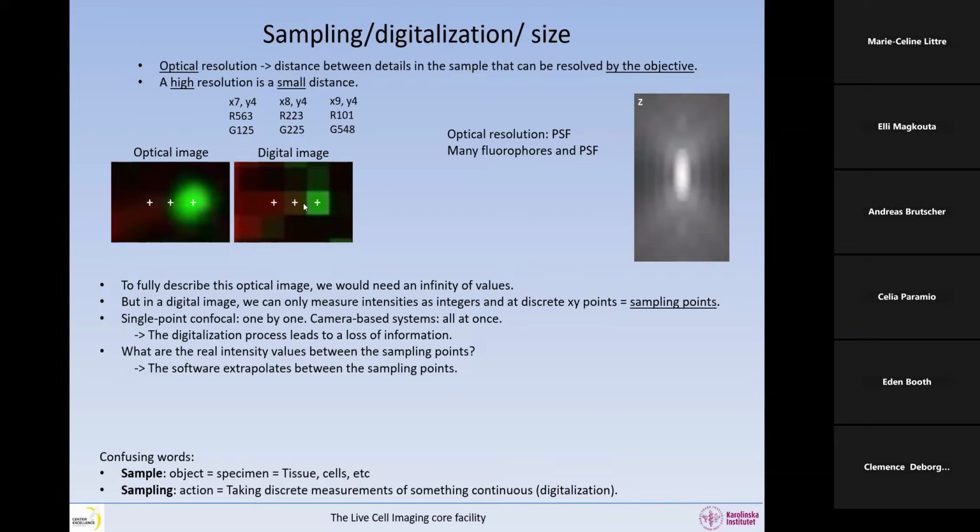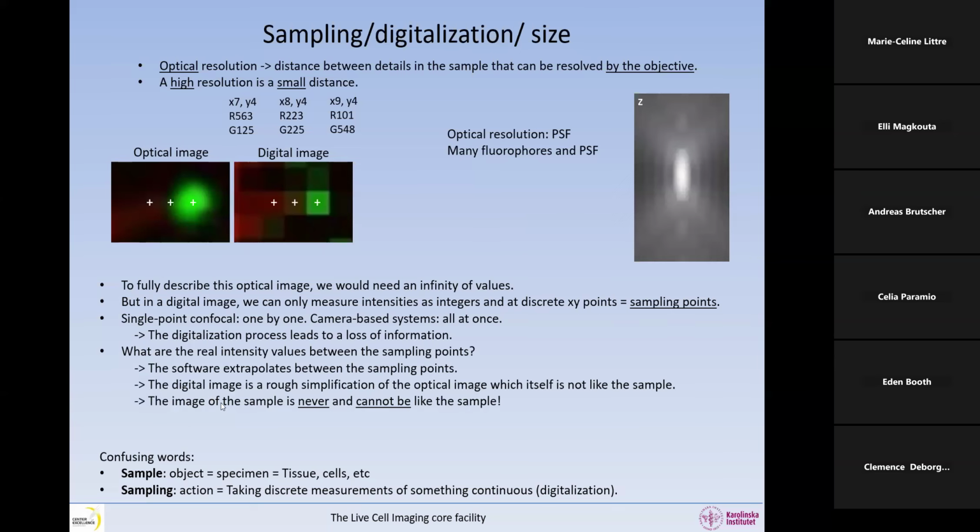And the software extrapolates between the sampling points. So it's going to put a border exactly in the middle of the two sampling points and say here, right? So the digital image is a rough simplification of the optical image, which itself does not look like the sample. That was also transformed by the point spread function. So it is not the same.